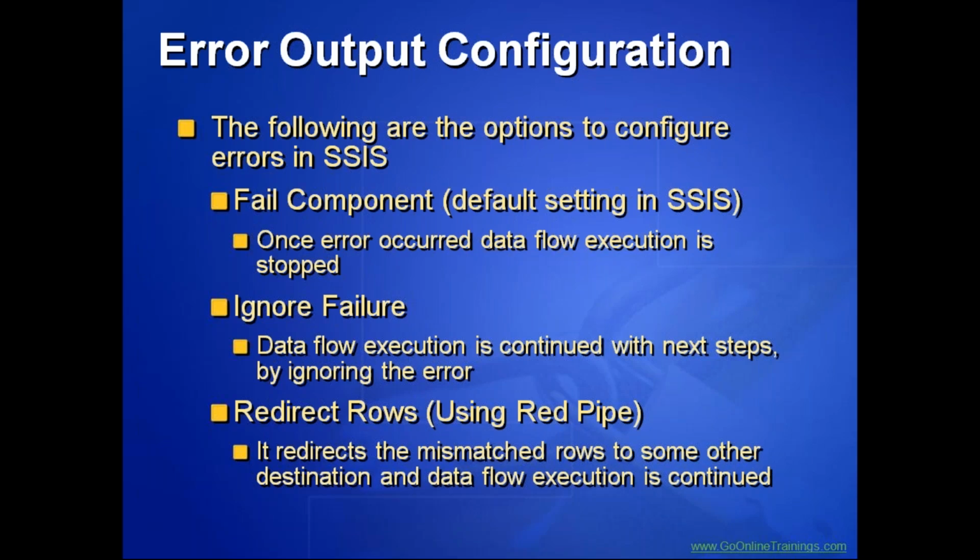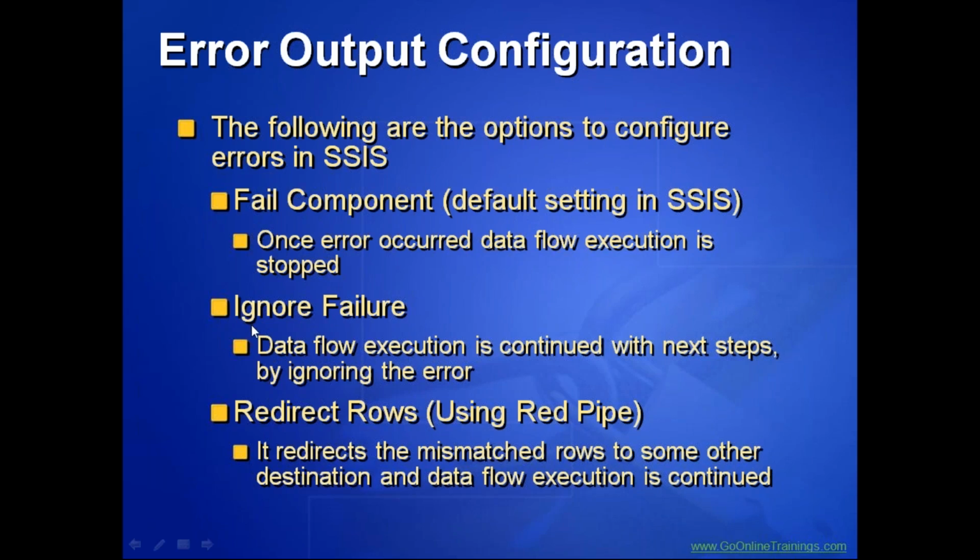One is called fail component. This is the default behavior. If any row is having an error, then the complete package execution stops abruptly. Whatever data got loaded will be there, and after that no rows are available in the destination table. So this is the default behavior of any ETL, even for SSIS as well. Once an error occurred, data flow execution is stopped. That's it. It's not going to go on.